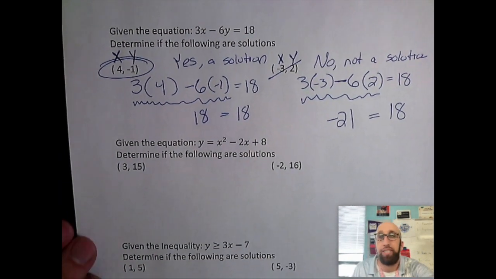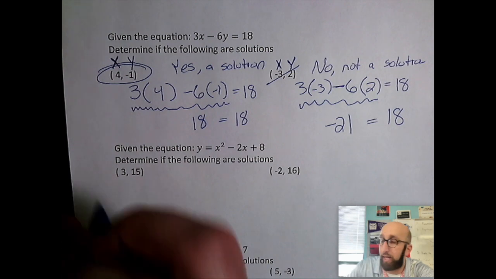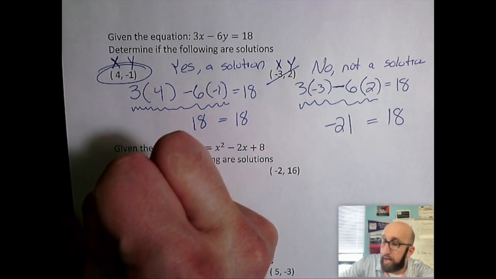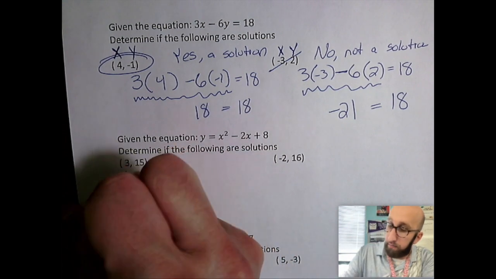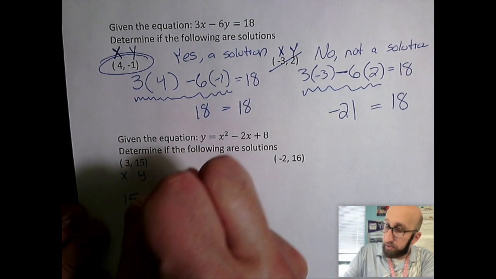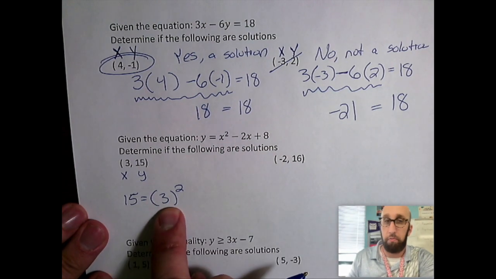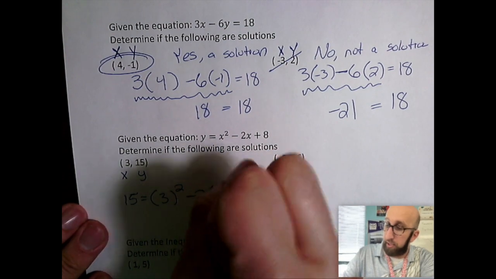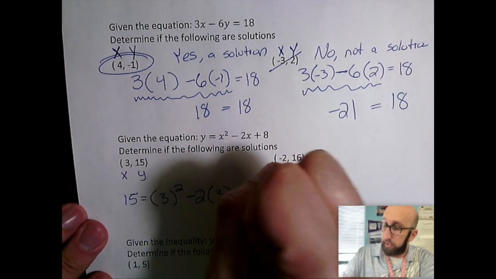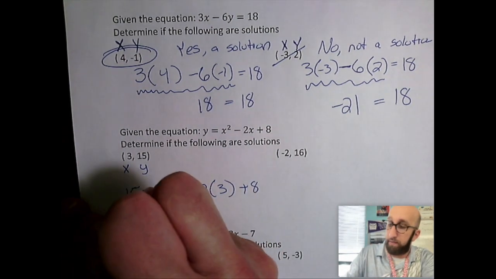Different type of equations, same type of idea. So I got a 3 and a 15. I'm going to plug the 3 in for x, the 15 in for y, and let's see if it works. So I got 15 equals, replace the x with a 3, so in parentheses, squares on the outside, minus 2, parentheses, 3, plus 8. The left side of this equal sign is going to stay a 15.